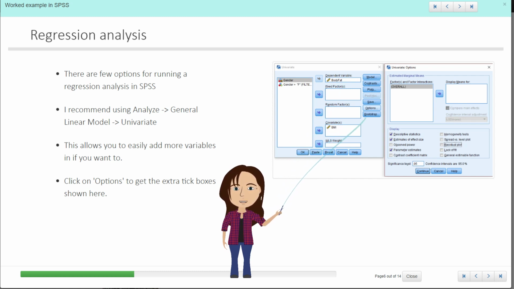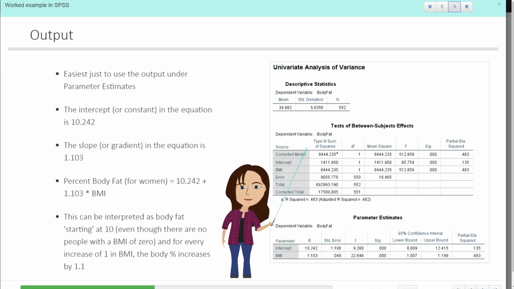And then if we click on options, we get a few extra things we can tick. We might want the estimates of the effect size. We're not really covering that in depth, but a couple of people have asked about these eta squareds or partial eta squareds. We probably would want to have a look at our parameter estimates if we wanted to write an equation for this. And there are some options here for doing residual plots, which we're not going to cover.